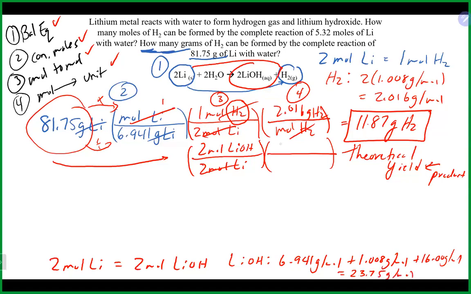as our molar mass. And just like we did before, we would want the grams up on top, per mole lithium hydroxide. Those would cancel, and obviously we would still have this conversion as well: moles of lithium, 6.941 grams of lithium. And if we did that, 81.75 times 2 times 23.95 divided by 6.941 and divided by 2.